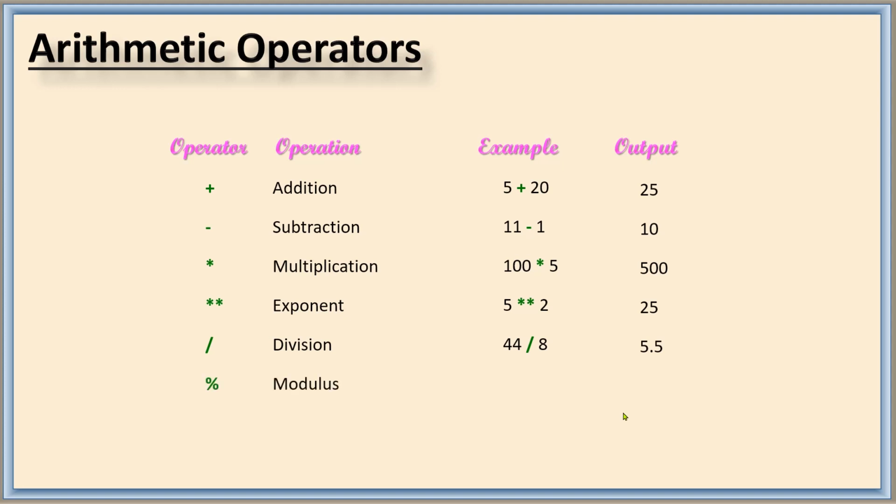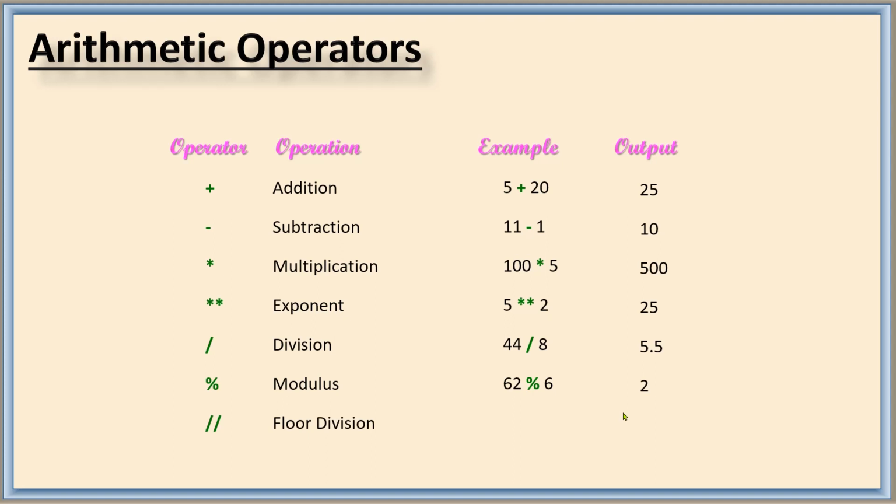Next we have modulus, which is the percentage symbol. This percentage symbol is an operator which returns the remainder when the first number is divided by the second number. For example, 62 mod 6. That means 6 goes into 62 10 times and then 2 is the remainder. It doesn't take a decimal form and it returns 2 as the result.